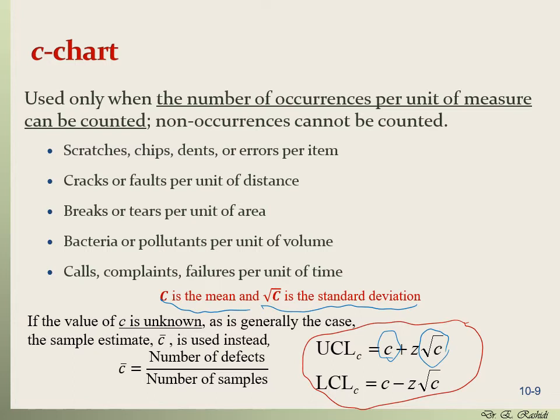What if you didn't have the average C? If you didn't have it, you have to estimate it based on the sample, C bar. And this is the formula to use to compute the estimated average. That's the number of defects divided by the number of samples. So let's see an example to see how this would apply in reality.